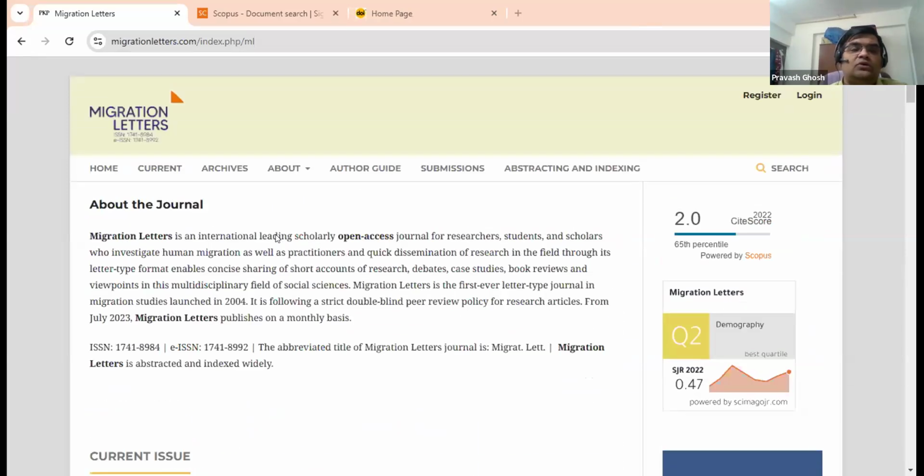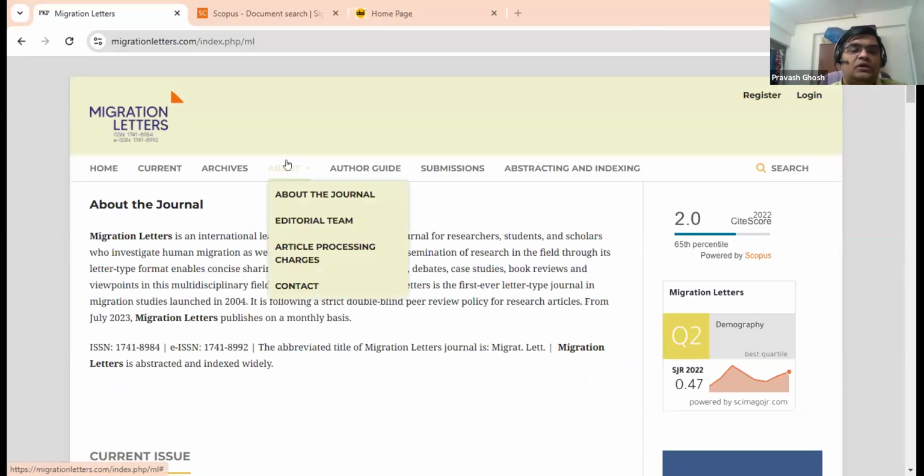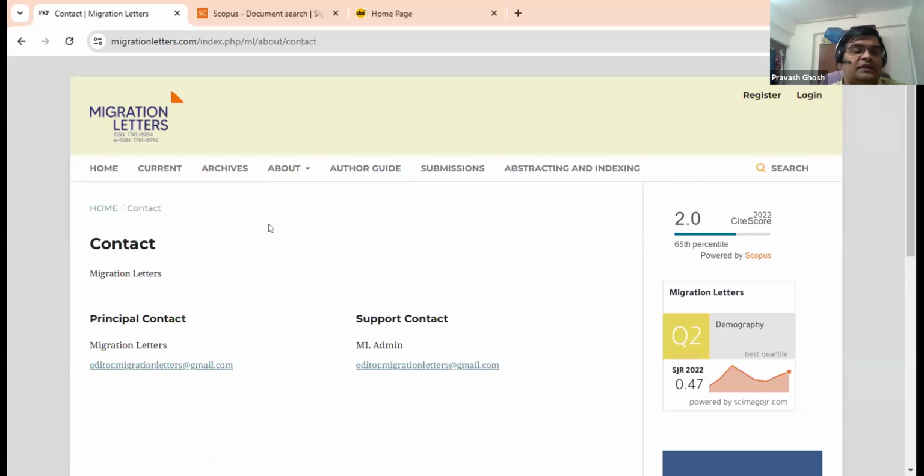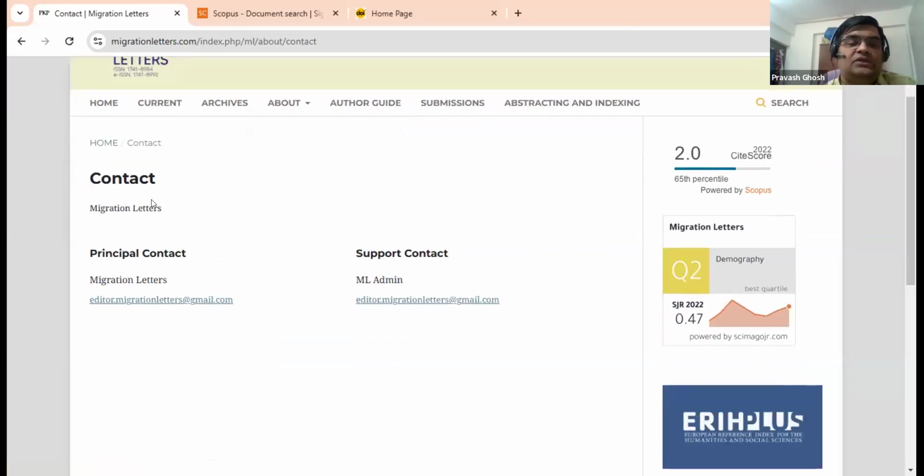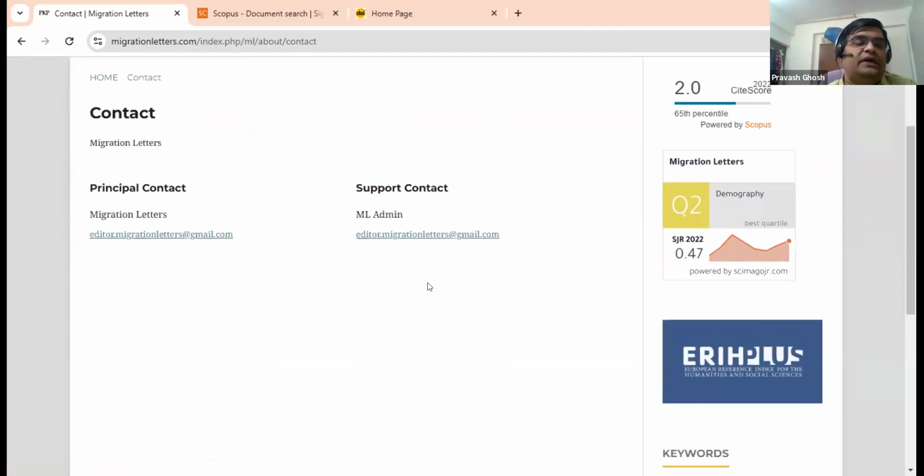Let us go to the author guide, about the journal, and their editorial team. First, contact. You can see my screen, right? See this: Migration Letters, contact. Support is there: editor, migrationletters@gmail.com. They don't have such a big journal, and they don't even have a domain name. They are starting with Gmail.